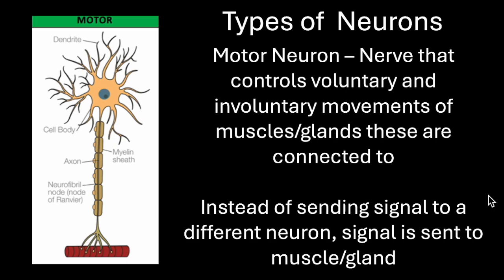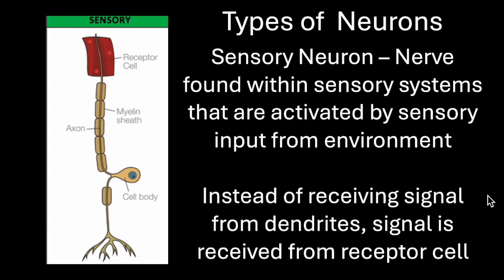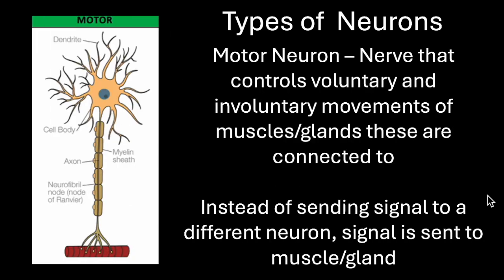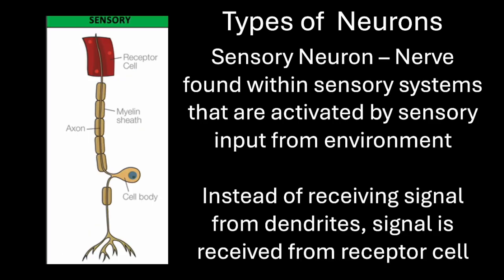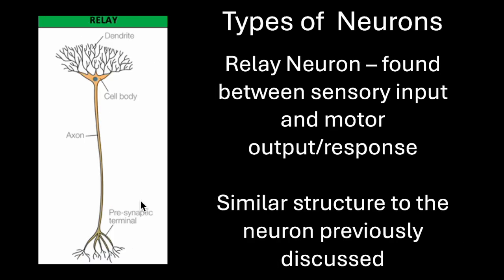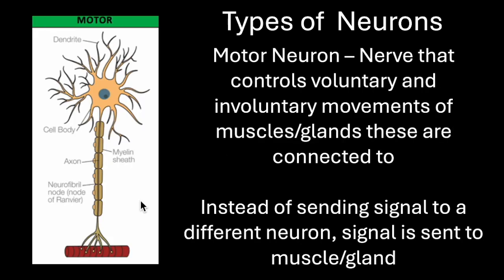So those are your three types. Make sure you know what these are based on the images. They're pretty straightforward as long as you see this muscle down here, it's motor. This is sensory, we have some sensing receptor cell. And this is just a relay neuron, so it's passing signals from neuron to neuron. So hope this makes sense.